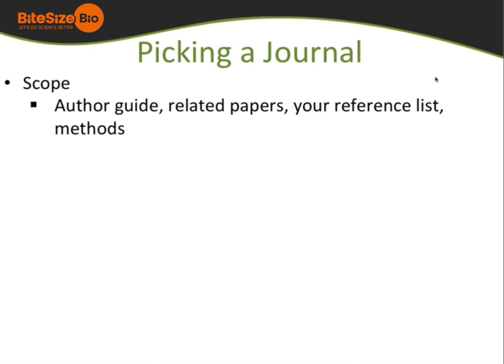Another thing to think about is the actual type of paper that you're trying to publish, especially if it's a more specialized paper such as a methods paper. Not all journals accept methods papers, so make sure that where you're submitting it actually accepts the article type that you're looking to publish.